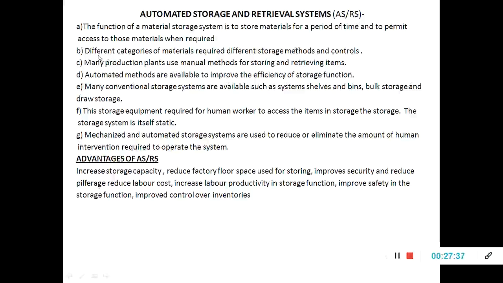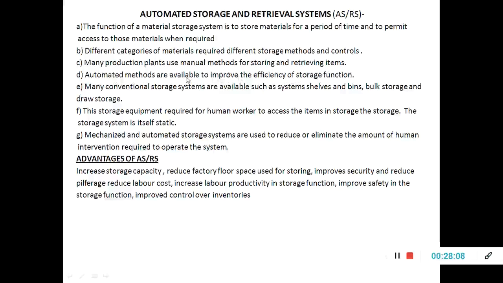The second point is that different categories of material require different storage and controls. So we need different storage systems for different categories of materials. Many production plants use manual methods of storing and retrieval. In manual methods, the operator stores the material and the operator retrieves the material from the system. In some cases it is automated. Automated methods are available to improve the efficiency of the storing function.